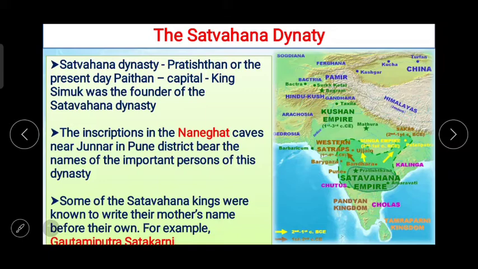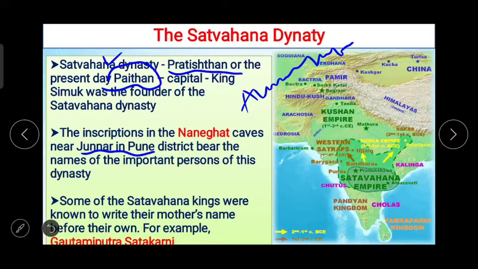प्रतिष्ठान और the present day Paithan in Maharashtra was their capital. सातवाहना डायनेस्टी, प्रतिष्ठान और आज जो पैठन नाम की जगह है औरंगाबाद डिस्ट्रिक्ट में, ये सातवाहना का कैपिटल था. King Simuka was the founder of the Satavahana dynasty. The inscriptions in the Naneghat caves near Junnar, which is in Pune district, bear the names of the important persons of this dynasty.